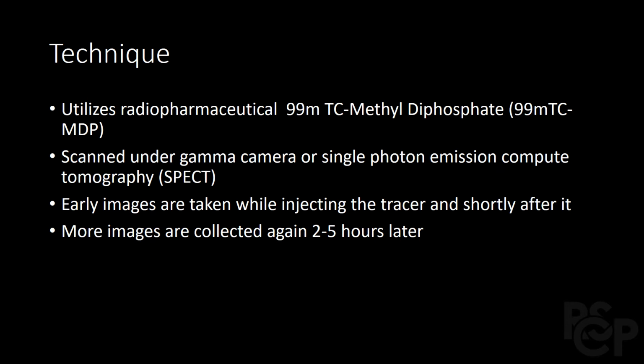They utilize the radiopharmaceutical Tc-99m methyl diphosphonate. Tc-99m is just technetium, which is one of the commonly utilized radiopharmaceuticals in nuclear medicine. Patients are placed under a gamma camera or a single photon emission computed tomography scanner, and images are taken while injecting the tracer and shortly after it. Usually the images are collected initially once the tracer is injected, and then a couple hours later, which can range from 2 to 5 hours. Again, it's dependent on the clinical judgment.